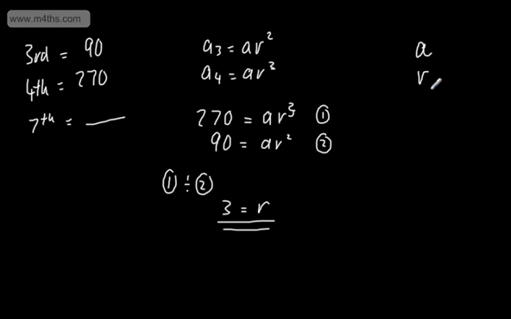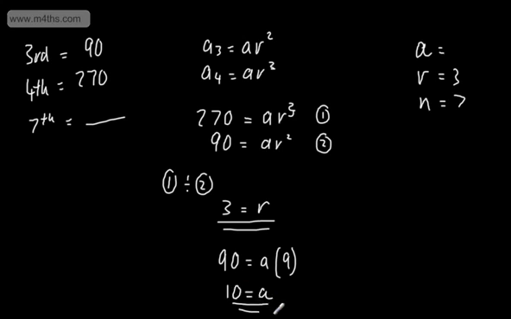So up in the top right hand corner, A, R and N. I already know that R, the common ratio, is going to be 3. I know that I want the seventh term, so N is going to be 7. What I need to do here is find the value of A. If I look at equation 2, 90 will be equal to A multiplied by R squared. Well, R squared is going to be 9, so dividing both sides by 9, we can see that A is going to be equal to 10.